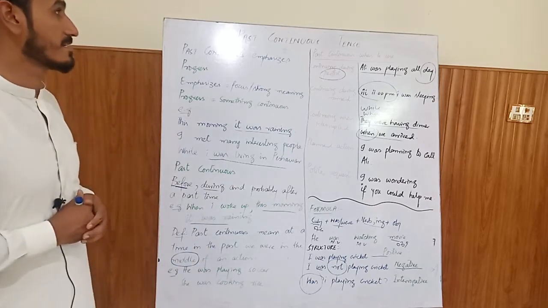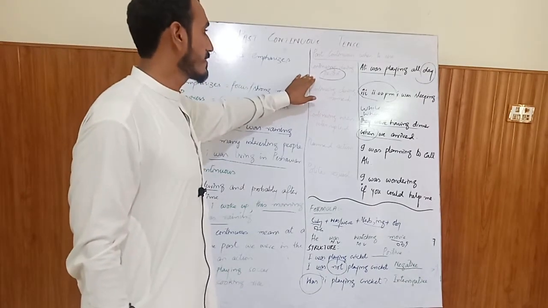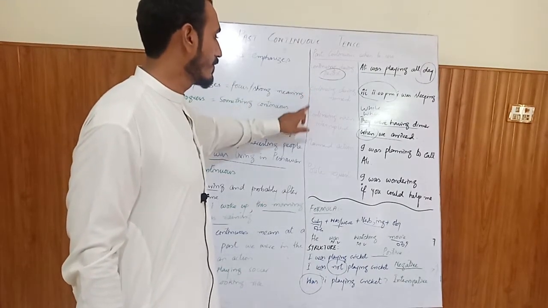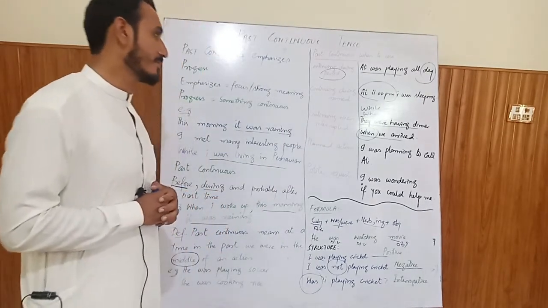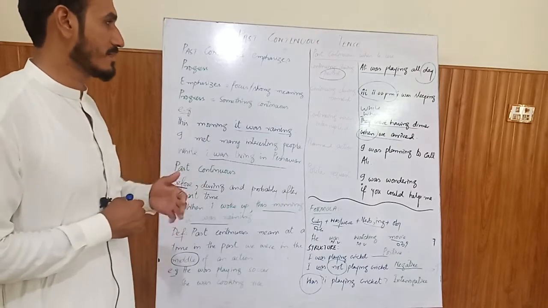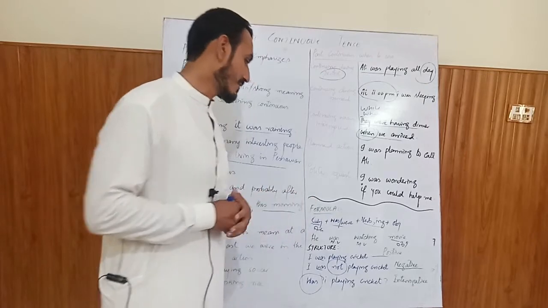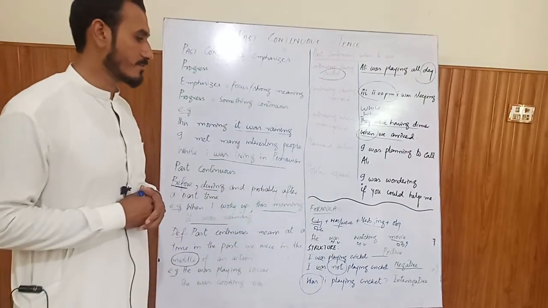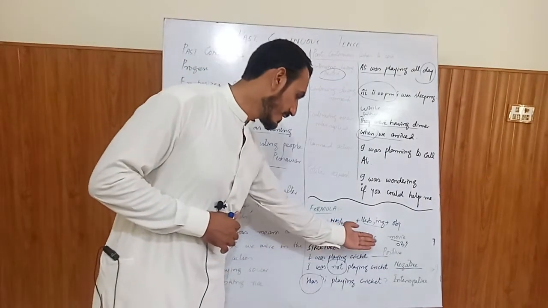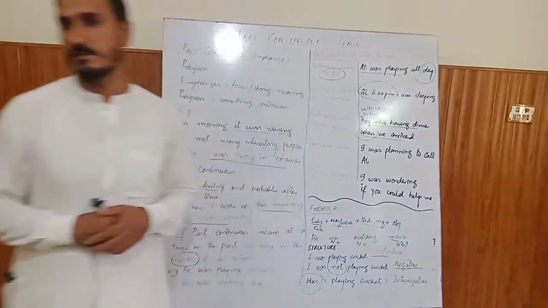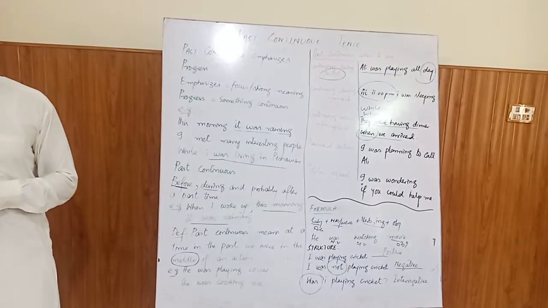So this is continuous. When to use the past continuous tense? I told you: continuing during a period, continuing during a movement, and continuing when interrupted. We also use it for planned actions and polite requests. I have given you a lot of examples. The formula: subject plus was plus verb plus ing plus object. And we have three structures: positive, negative, and interrogative structure.